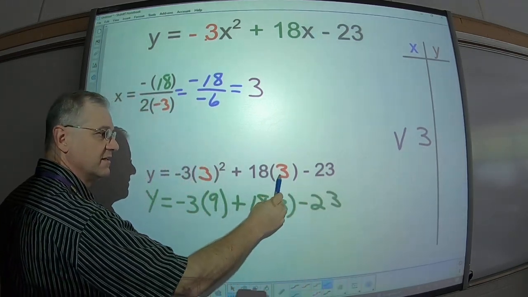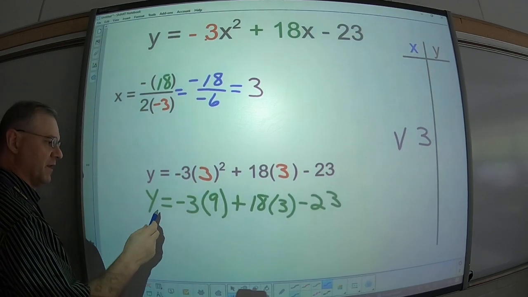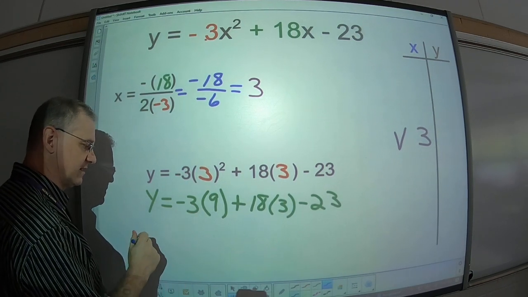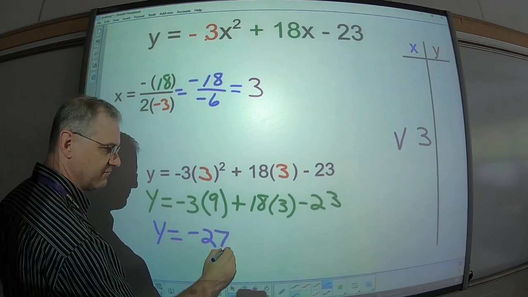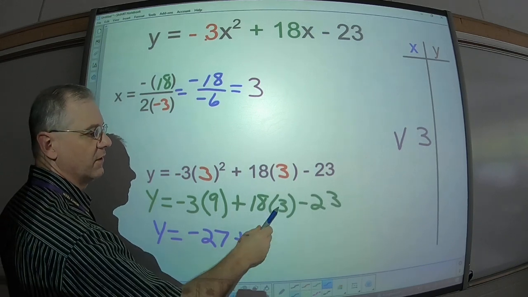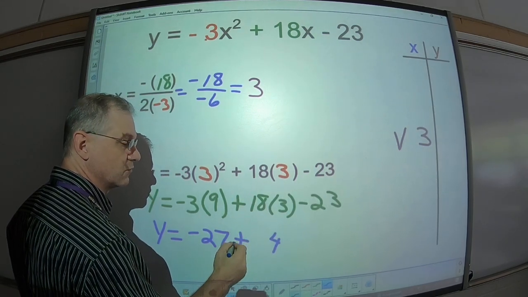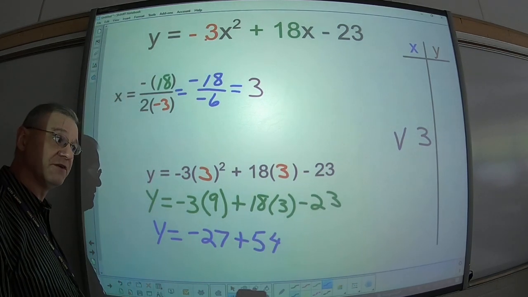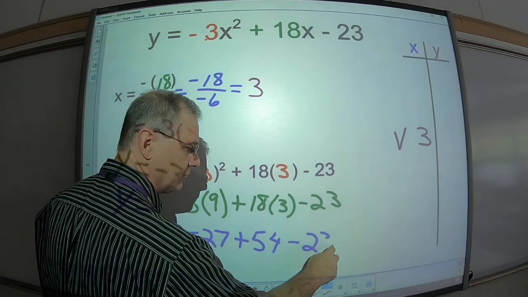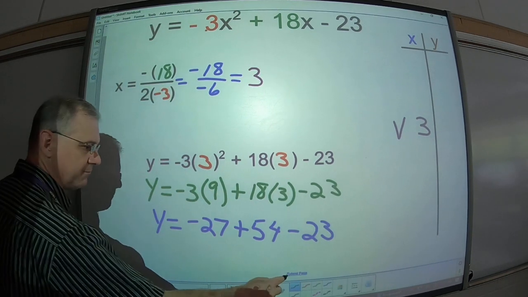I could have done this multiplication, but let's do all the multiplication in the same step. Y equals negative 3 times 9, negative 27, plus, well, 3 times 8 is 24, carry the 2, 3 times 1 is 3, plus 2 is 5, so 3 times 18 is 54, minus 23. Let's go another step into this.